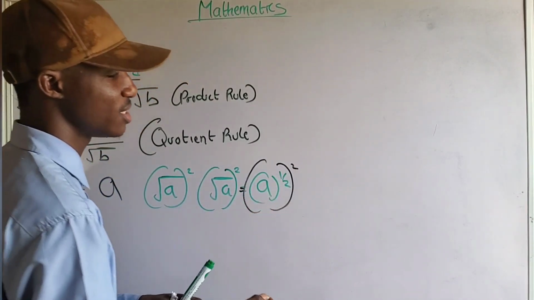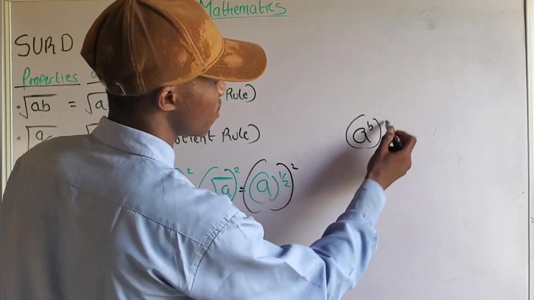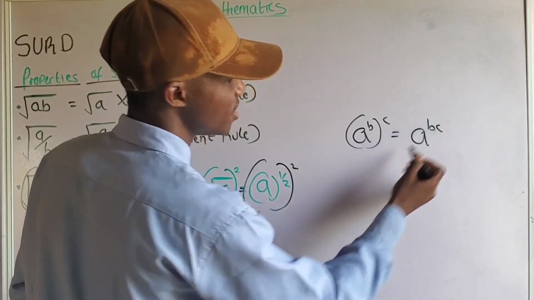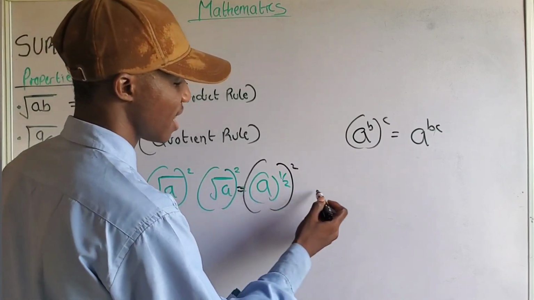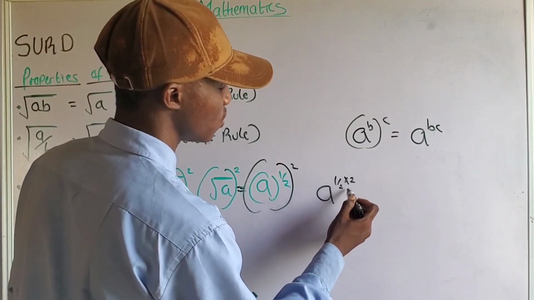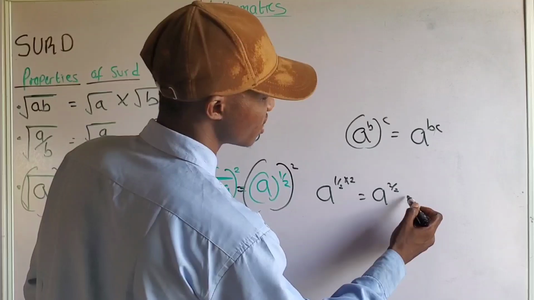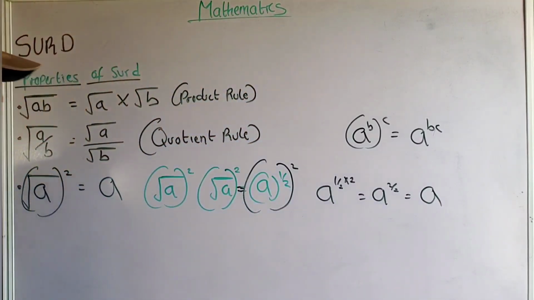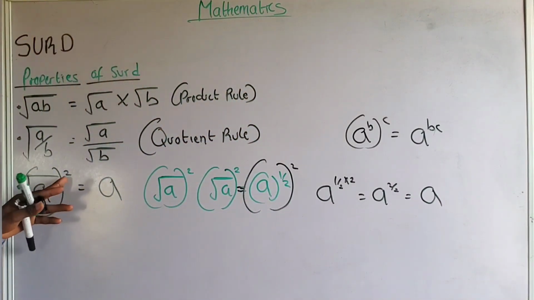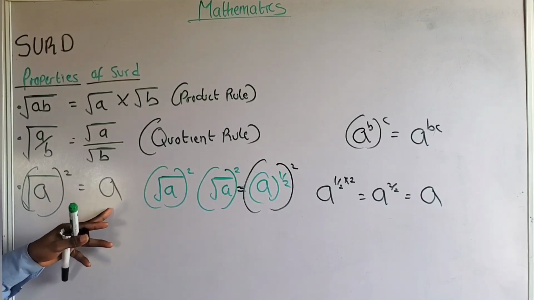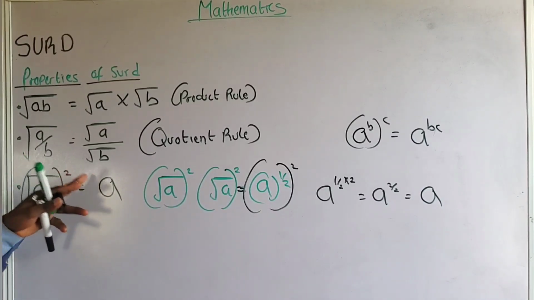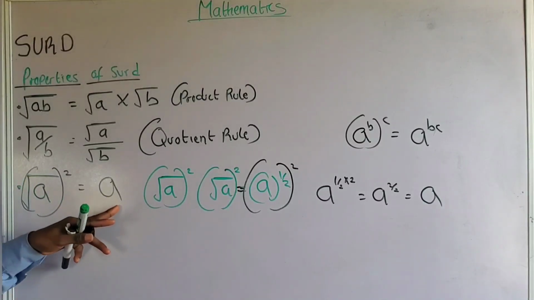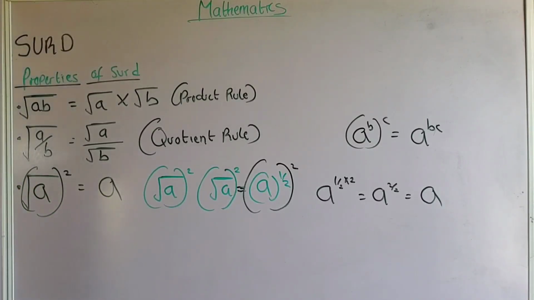According to the law of indices, if you have A raised to the power of B raised to the power of C, this can be written as A raised to the power of BC. That means I can rewrite this as A raised to the power of 1 over 2 multiplied by 2, which is A raised to the power of 2 over 2, which is A. So if you square a surd, you're going to have A. The square of the square root of A will give us A. That is the power rule. These are the basic rules that you need to understand as far as surds are concerned.